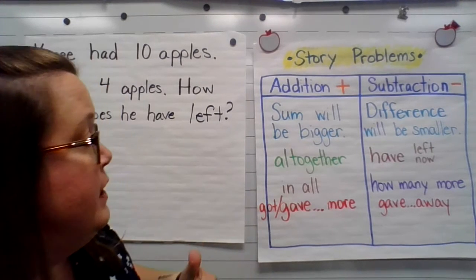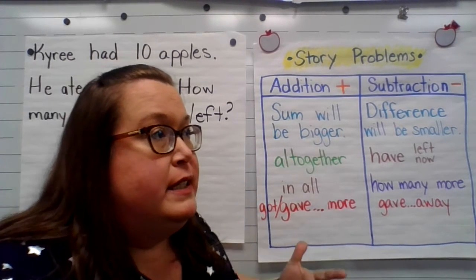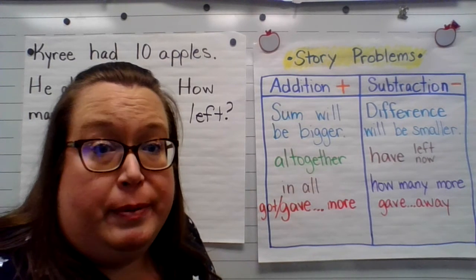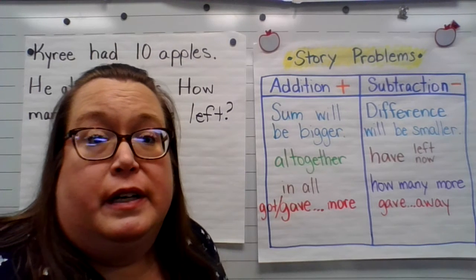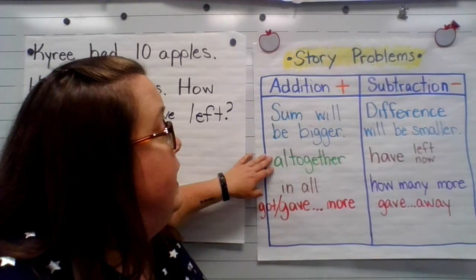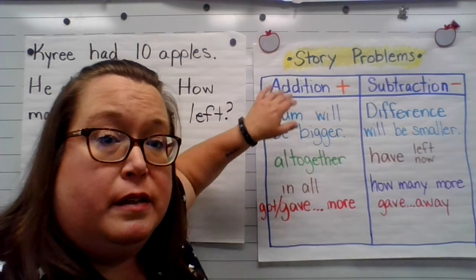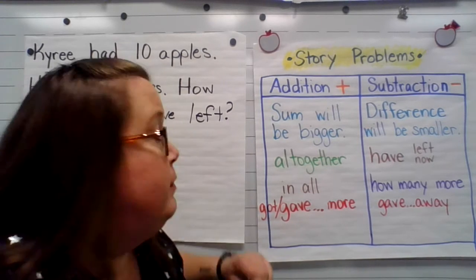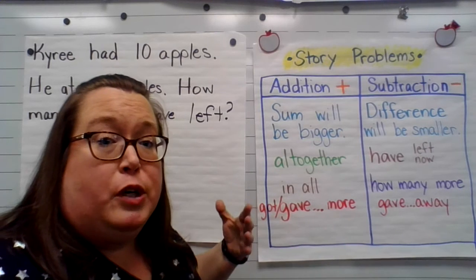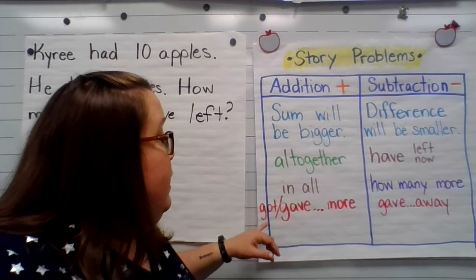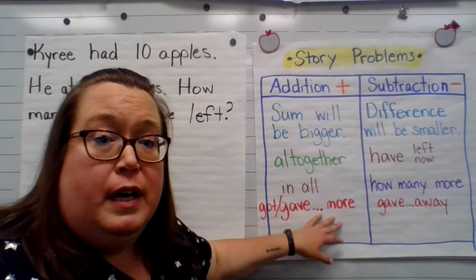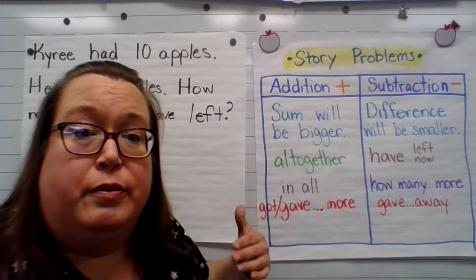We also talked about some words or phrases that we look for in story problems to tell us which kind of problem it will be, whether it will be addition or subtraction. Altogether is a word that tells us that it's going to be an addition problem. In all is another clue that we're going to add. If someone had something and they got some more, or someone gave them some more of that thing, that tells us that we're going to add.